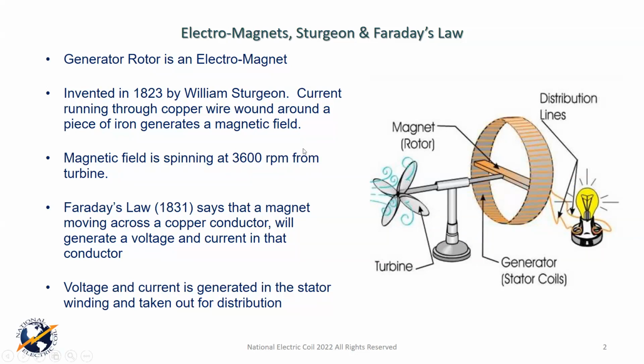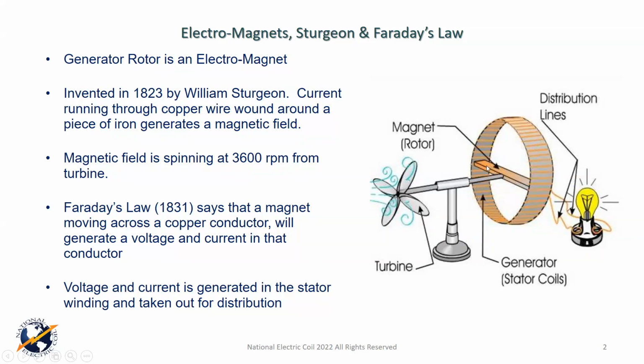The prime mover turns that magnet. Back in 1823, William Sturgeon figured out that current running through a copper wire wound around a piece of iron makes a magnetic field. So this becomes a big magnet, the rotor inside the generator.